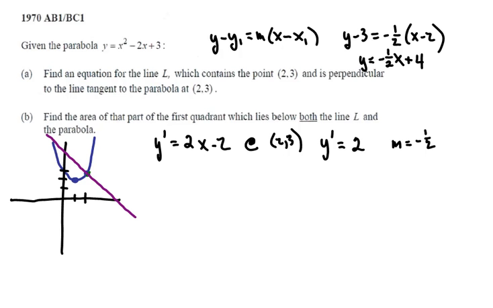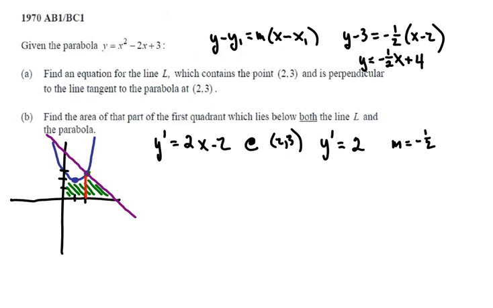Now, for part B, what we want to do is find the area of that part of the first quadrant which lies below both those lines. So it's going to be that area there. What makes this problem important, and we haven't done a problem similar to this, is that we need to split this area into two sections. So we're really looking for two separate integrals here.